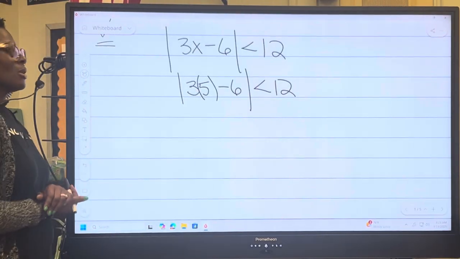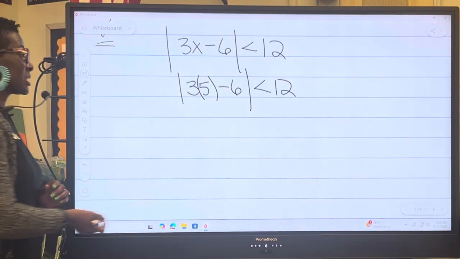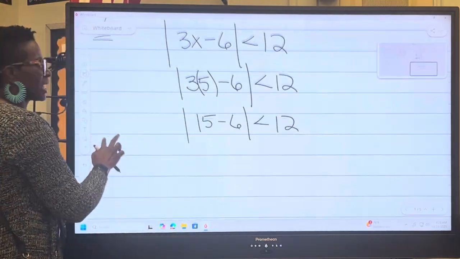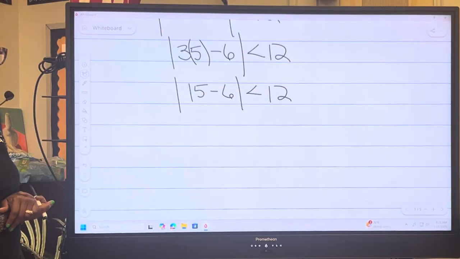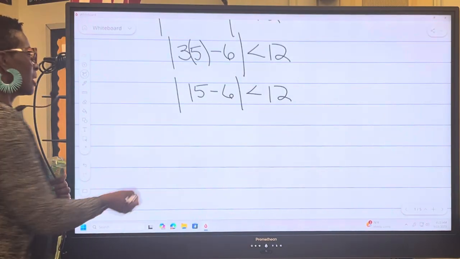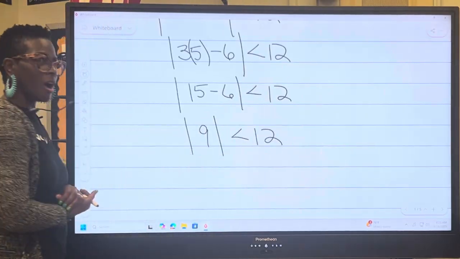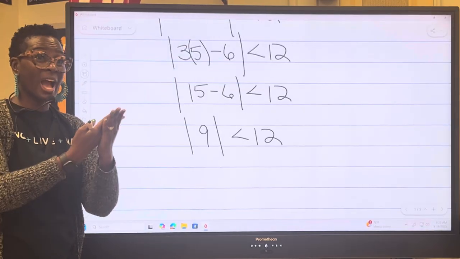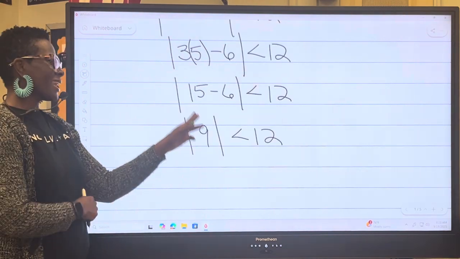All right, let's work it out. Tell me what to do. What's my next line? 15 minus 6. So the absolute value of 15 minus 6 is less than 12. What's next? What's my next line going to read? I'm talking to my whole class. What's 15 minus 6, people? So what am I going to write as my next line? The absolute value of what? 9 is less than 12. All right, so now I got this simplified. Everything in the absolute value is simplified. Notice that we're not splitting things until that's simplified inside, right? So now 9.